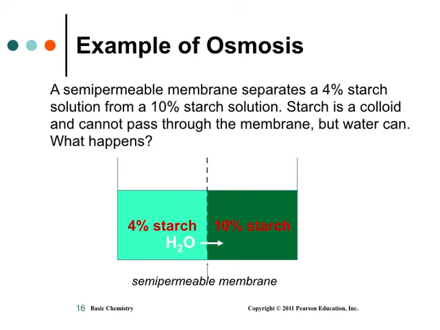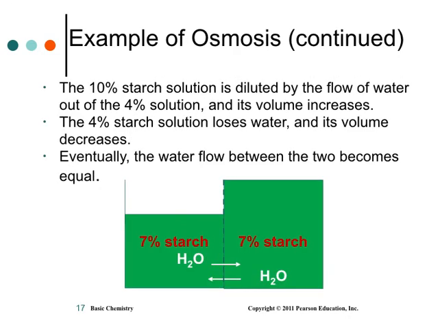If I've got 10% starch on the right and 4% starch on the left, I have more pure water on the left. The light green has more water in it. So high concentration of water goes into low concentration of water, which means it goes into the higher concentration of solute, and eventually the water level on that side of the semipermeable membrane rises. Okay, that's called osmotic pressure.